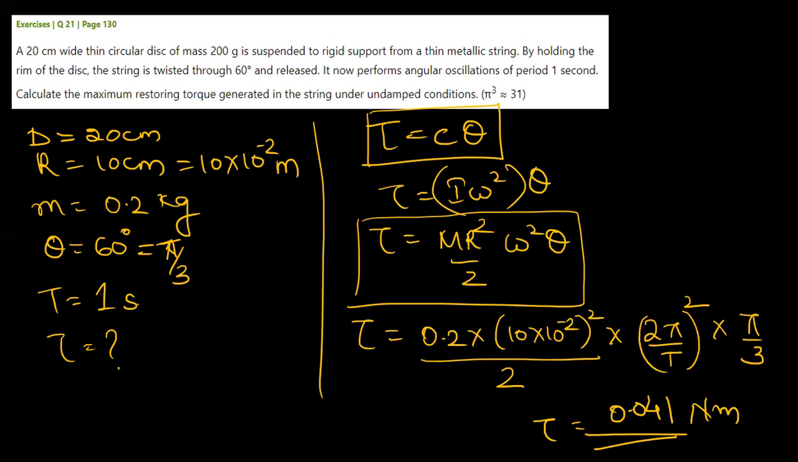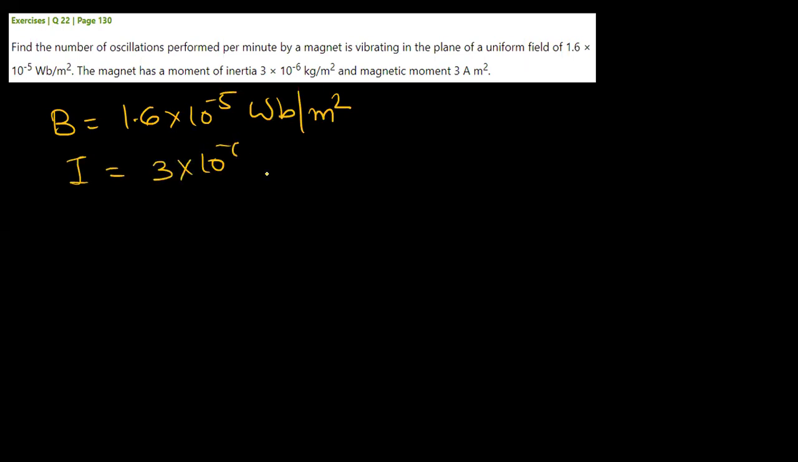Find the number of oscillations performed per minute by a magnet vibrating in a plane of uniform magnetic field. B is given as 1.6 into 10 raised to minus 5 Weber per meter square. The magnet has moment of inertia I, 3 into 10 raised to minus 6 kg meter square, and magnetic moment mu is given as 3 ampere meter square. Find the number of oscillations, which means frequency. Number of oscillations is frequency n.